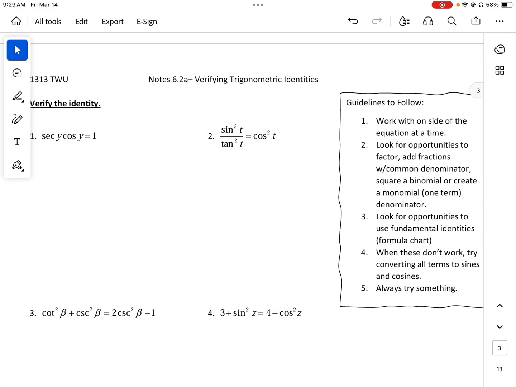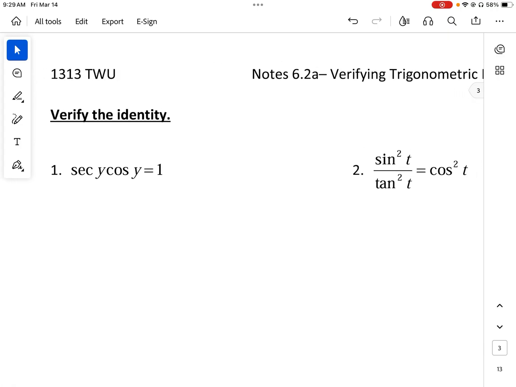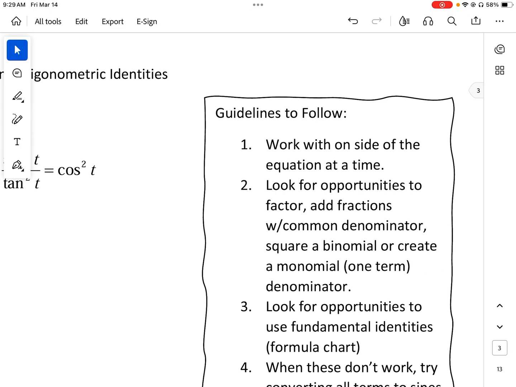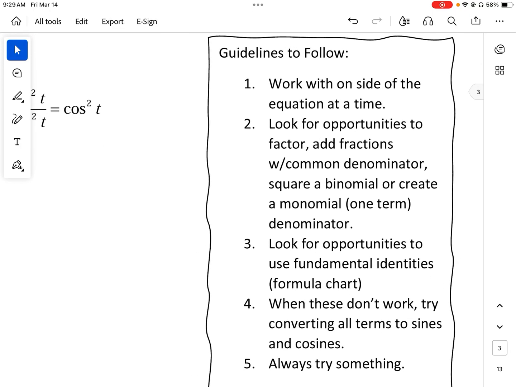We're looking at 6.2a, verifying trig identities. So these might be a little bit simpler than simplifying, and the reason is because you kind of know what direction you're going by looking at the other side of the equal sign. So here are the guidelines to follow.